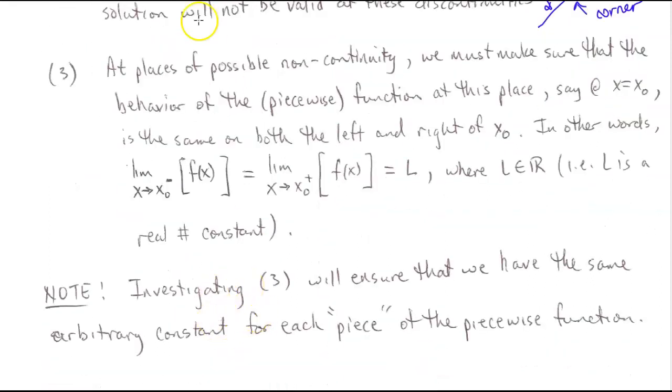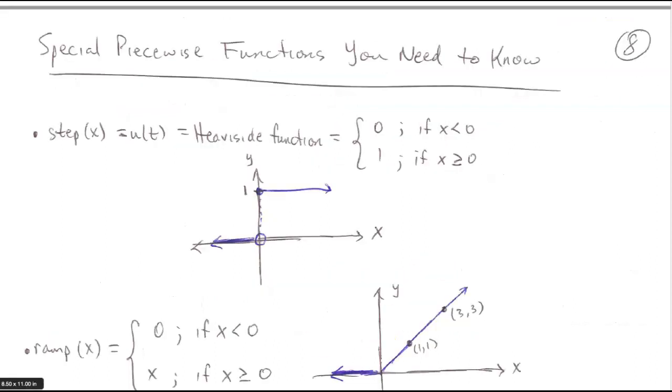All right, and so for number 3 here, investigating 3 will ensure that we have arbitrary constants for each piece of our piecewise function. And so you'll see when we go through this first example how that turns out. All right, so before we actually get into some of these examples here, let's talk about some of the other special functions that we need to know of.